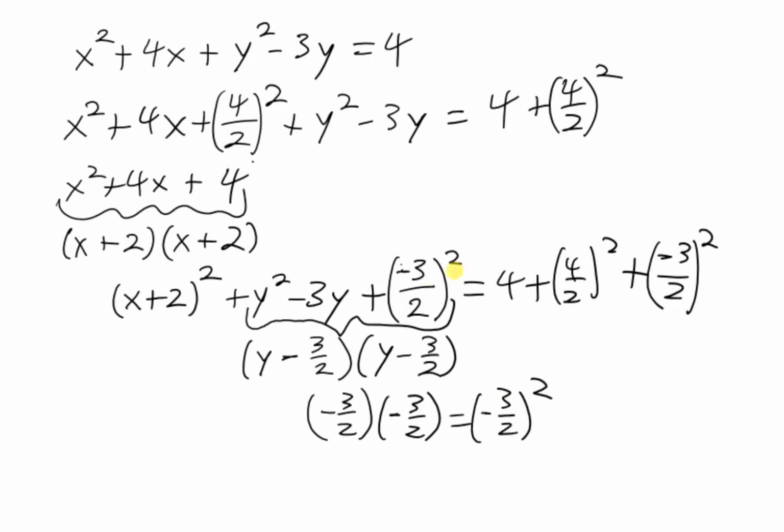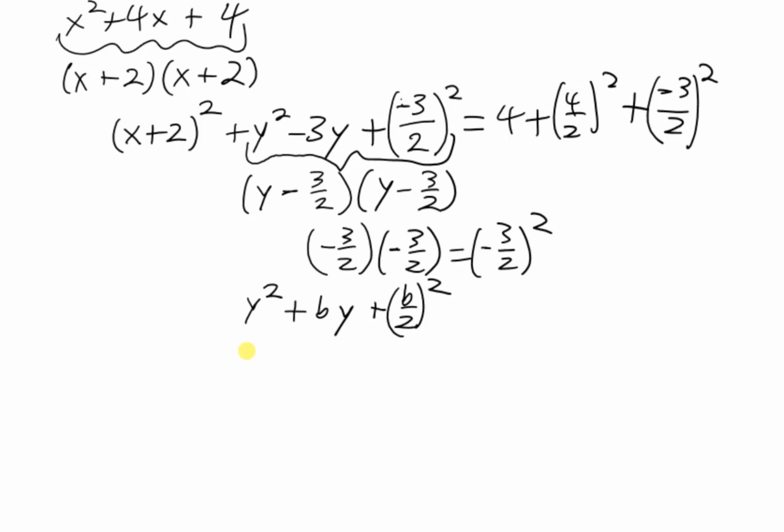So now you might be starting to understand why I picked this particular b over 2 squared term in the first place. It's because in general, if I had something of the form y squared plus by, and then I added b over 2 squared, I would be able to just fill in the factoring as y plus b over 2 times y plus b over 2. Because these two terms, half of b plus half of b, will add to equal b, and b over 2 times b over 2 is the definition of b over 2 squared.